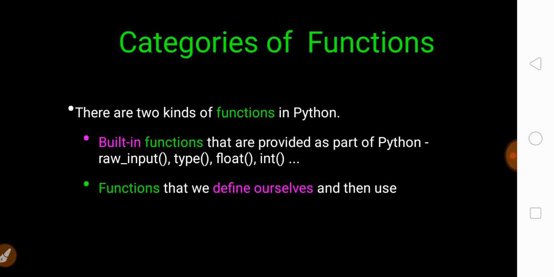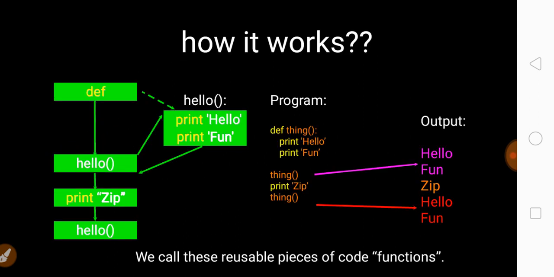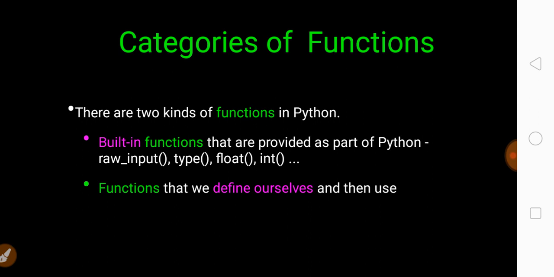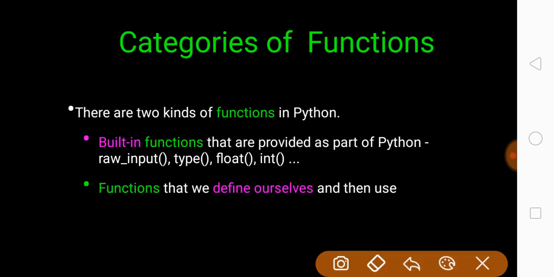So there are actually two types of functions in any programming language. One category is known as built-in functions, and the second category is known as user-defined functions. Remember the word I have used: user-defined function. The first one is built-in functions. Built-in functions are those functions which are already defined inside any programming language or any compiler of the programming language.